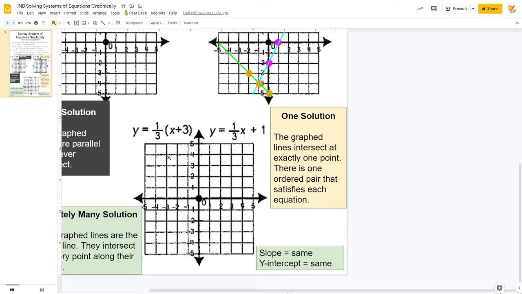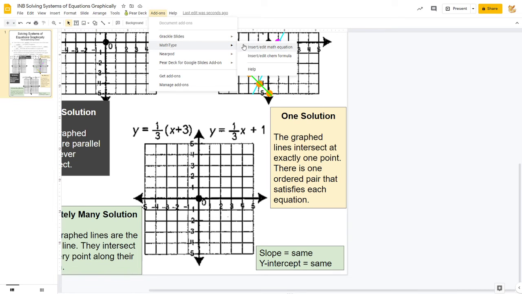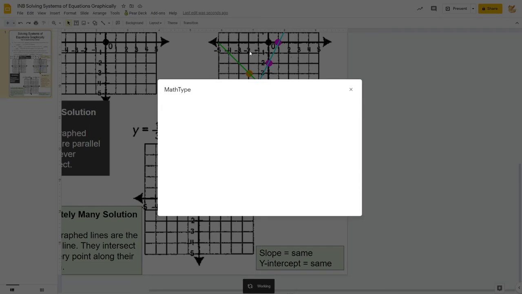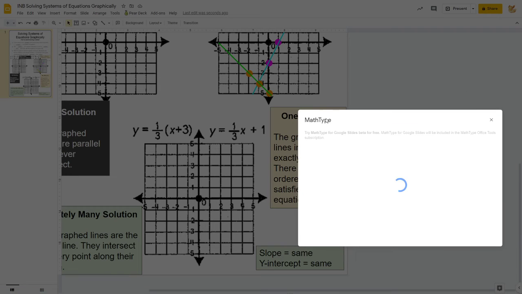Now, I was going to talk about this equation right here where it says 1/3 parentheses x plus 3. I'm going to rewrite that. To do that, I'm going to use add-ons, MathType. If you don't have MathType, it's under get add-ons, not get add-on. And you're going to log in with your school login.